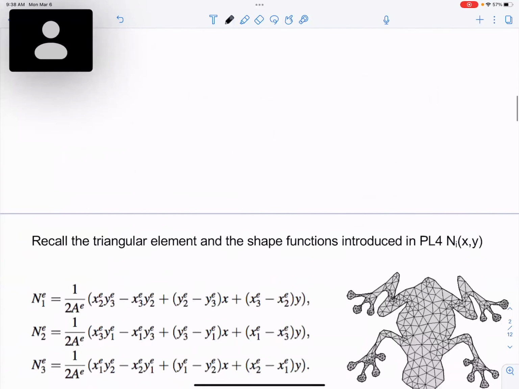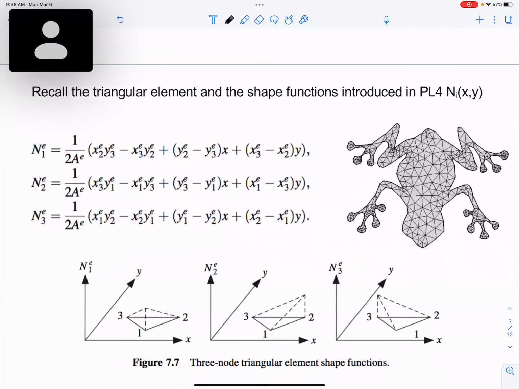So I can scroll down. For example, for the triangles, these are the shape functions directly in terms of x and y. They are 1 at a particular node and 0 at the other nodes. Shape function 1 is 1 at node 1, 0 at the other 2 nodes. Shape function 2 is 1 at node 2, 0 at the other 2.